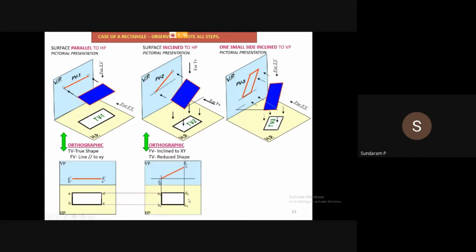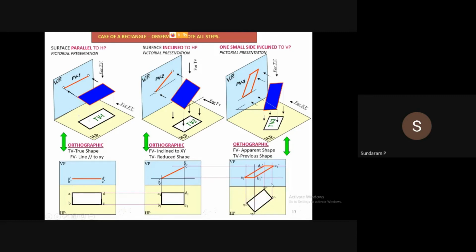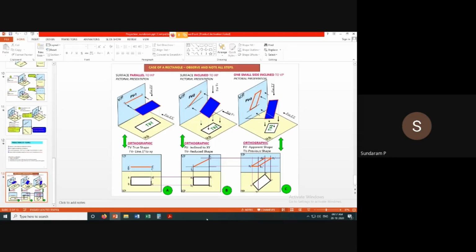Similarly here, with the inclination we are not getting the same true length. In the front view only, we get the true length. So inclined to both planes, you can see we get it like that. So there are three cases: perpendicular to any one of the planes, inclined to any one of the planes, and inclined to both planes. I hope you understand the projections.